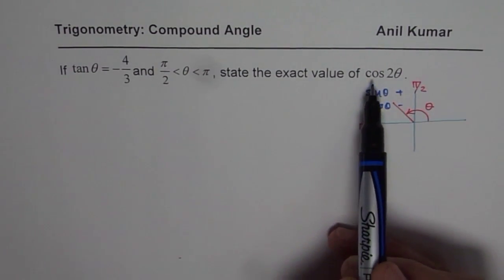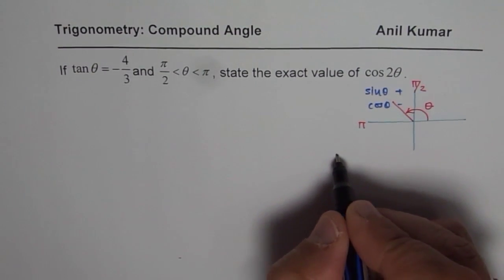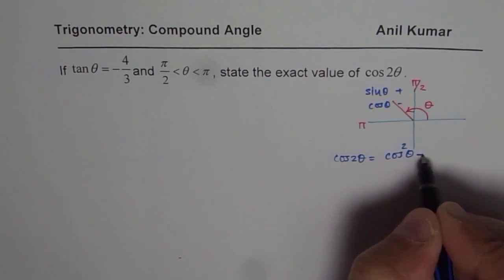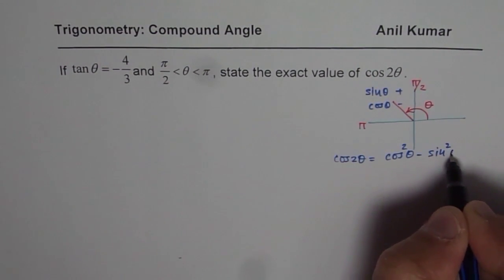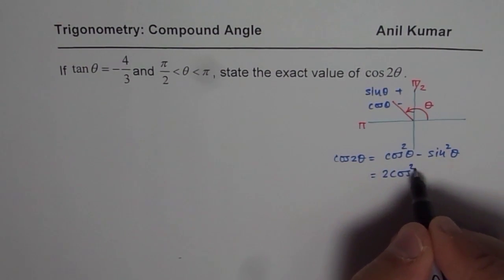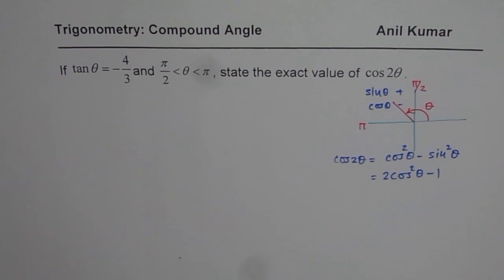Second, you should also know what cos 2 theta is. Cos 2 theta could be written as cos square theta minus sine square theta. That is one way of writing. You could also write this as 2 cos square theta minus 1 if you feel like. So you can use any of these equations to find the value of cos 2 theta. With that information, I'd like you to pause the video, copy the question, solve, and then look into my suggestion.